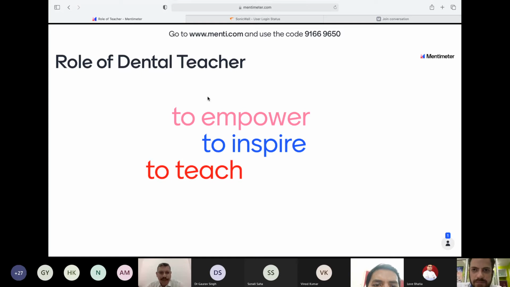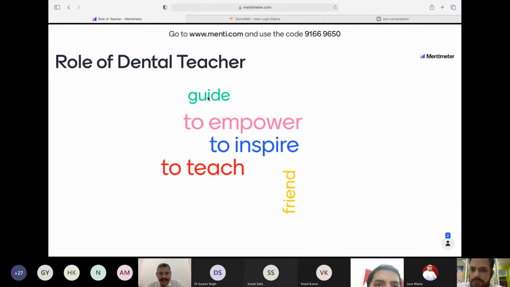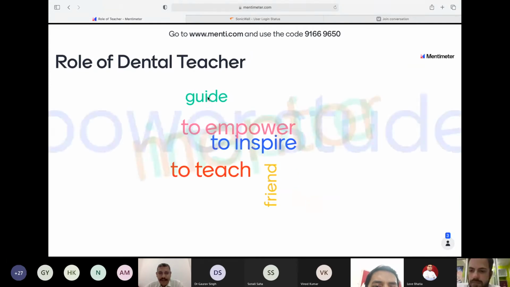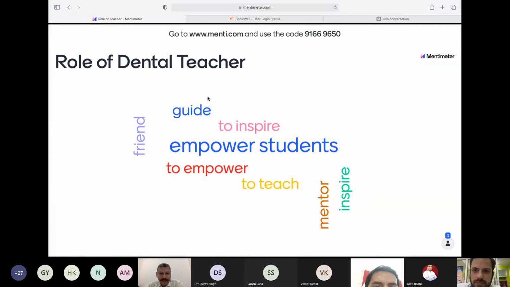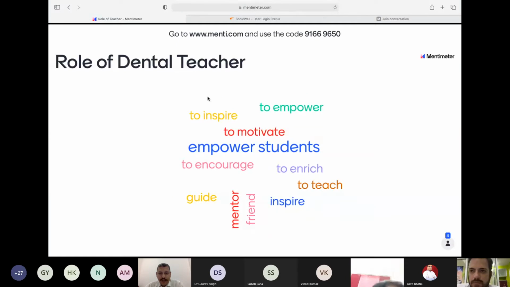Yes, very good. To empower, to inspire, to teach. The role of the teacher is to empower. Yes, please, all the participants. Yes, as a guide, as a friend. Very good. Yes, a teacher has to play the role of a friend. As a guide, as a mentor. Yes, as a mentor, to inspire the students. A teacher has to play the role of a role model to inspire the student, because students look up to the teacher. Yes, to motivate, to enrich the students. Very good. Still more, only 4 people have answered.